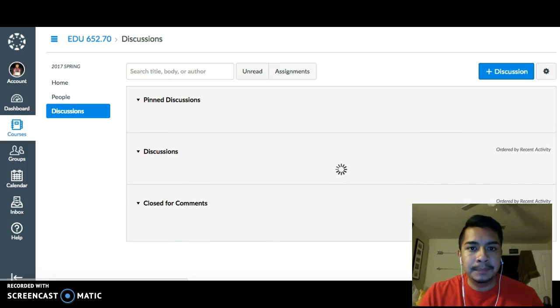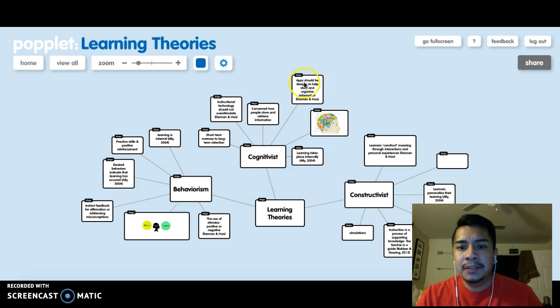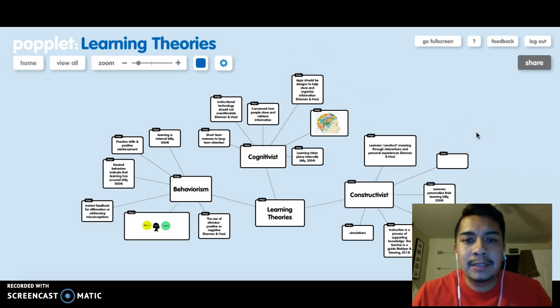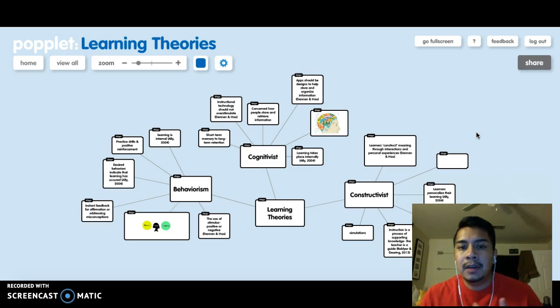But if you have never used Poplet before, I have created a Poplet that really represents what I have gained from the readings of the past 2 weeks. Now, it was a lot of information, almost overstimulating, I felt like, which is good. I'm just learning about these theories, so I don't expect myself to learn it right away.